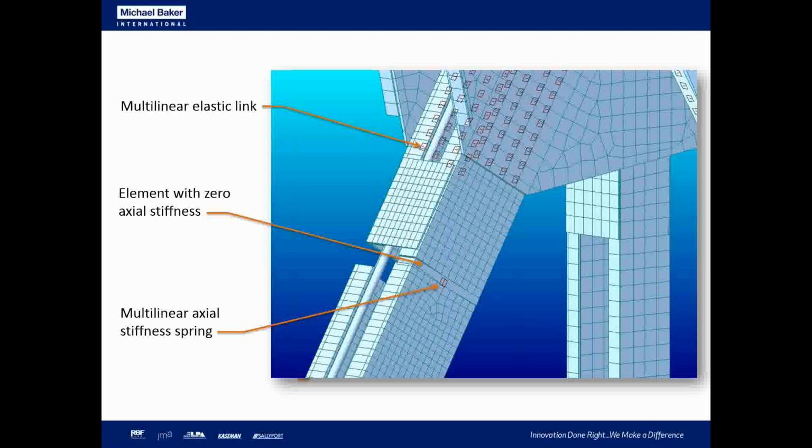It would not go above the yield stress. Again, we used another multilinear link as sort of an axial stiffness spring, where once the force reaches a point that would cause yielding, it is perfectly plastic, perfectly free to deform. That was placed in parallel with a beam element with zero stiffness in the axial direction to force all axial force to go through this multilinear link.